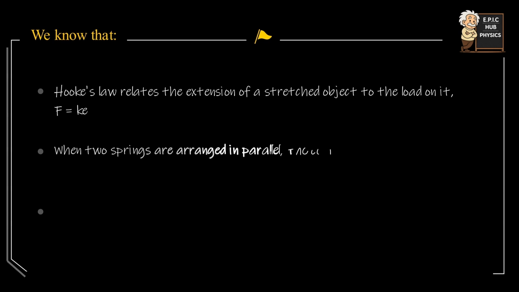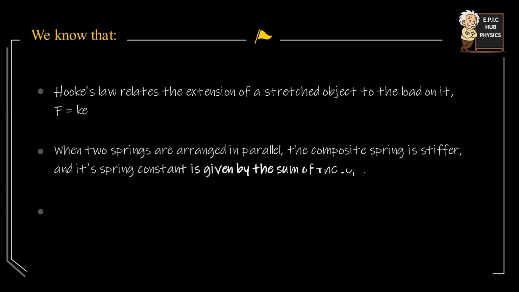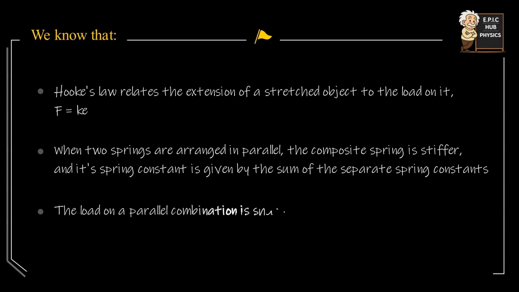When two springs are arranged in parallel, the overall system becomes stiffer. This means the effective spring constant of the combined system is equal to the sum of the individual spring constants. Another important idea is that when springs are connected in parallel, they all extend by the same amount. The load applied to the system is shared between them, but the amount of force carried by each spring depends on its stiffness.